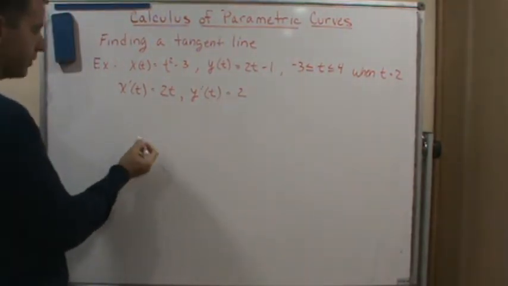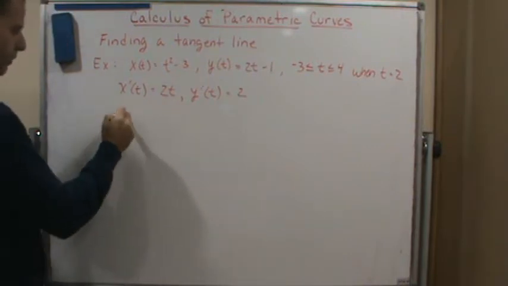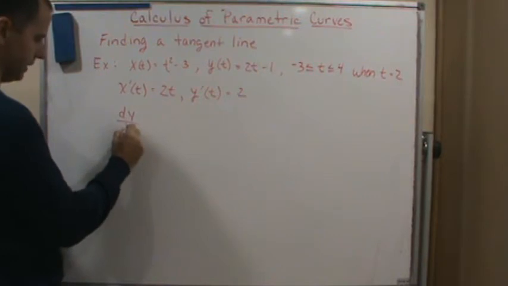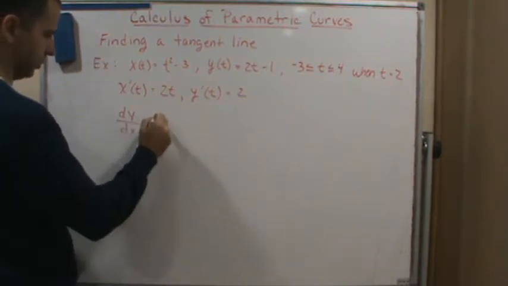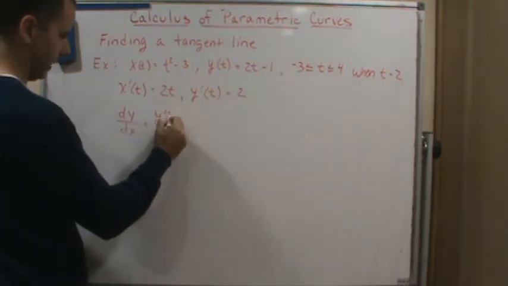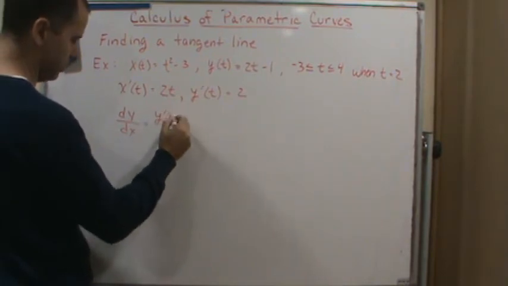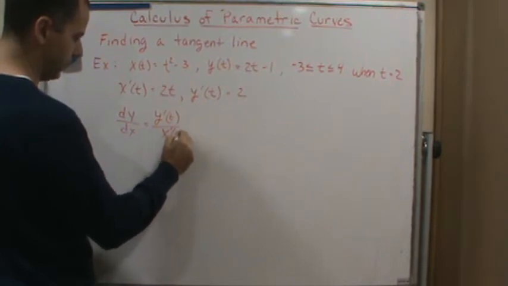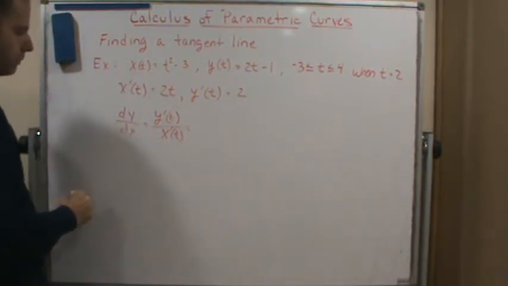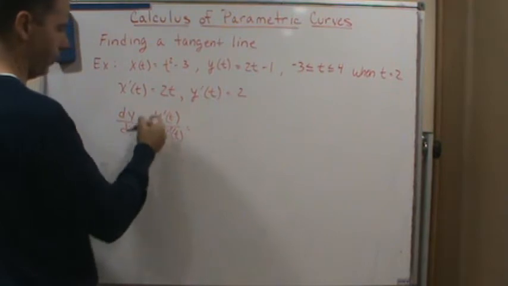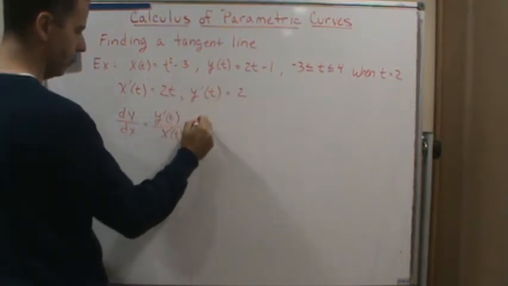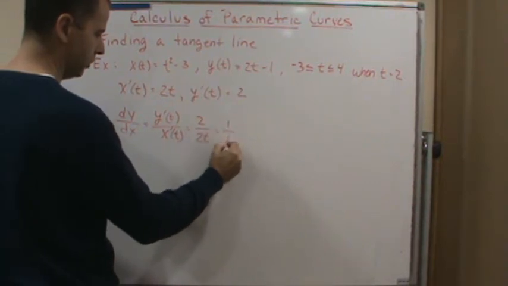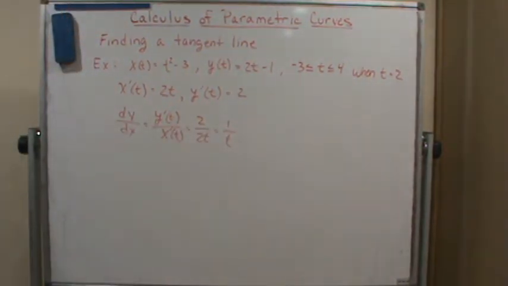And so this tells us the slope formula. Remember, dy/dx is equal to y prime of t over x prime of t, and this gives us 2 over 2t, which equals 1 over t. Okay, so there's our slope formula.